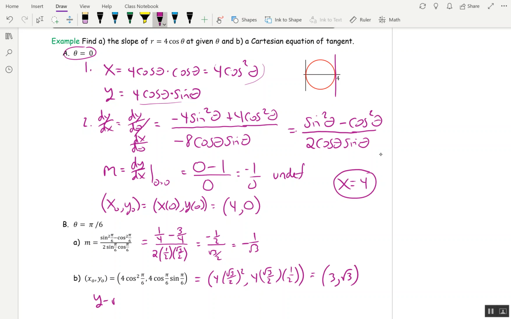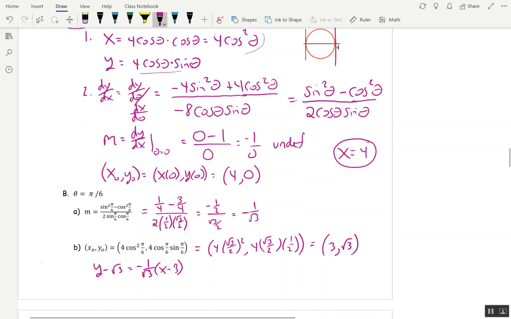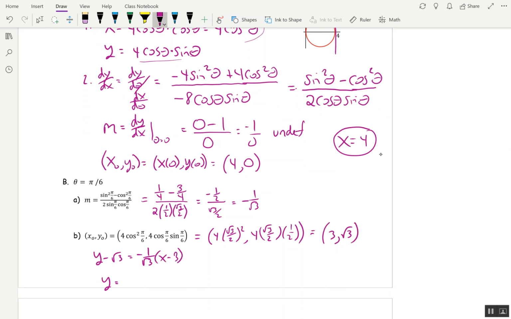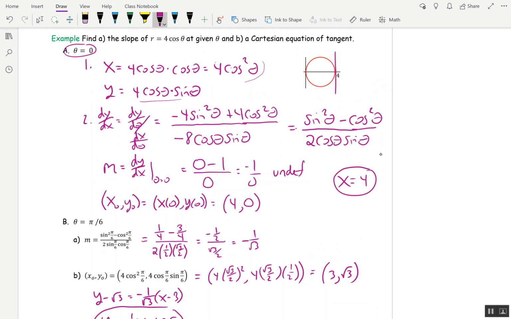Now I use point slope. Y minus root 3 is the slope, which is negative 1 over root 3, times x minus 3. And then I do a little bit of cleanup. That's y equals negative 1 over root 3 x. Then I distribute, I add 3 over root 3 is just root 3, and then add another one, so 2 root 3. All right, and so that would be at pi over 6, about here, and so there's our tangent line right there.